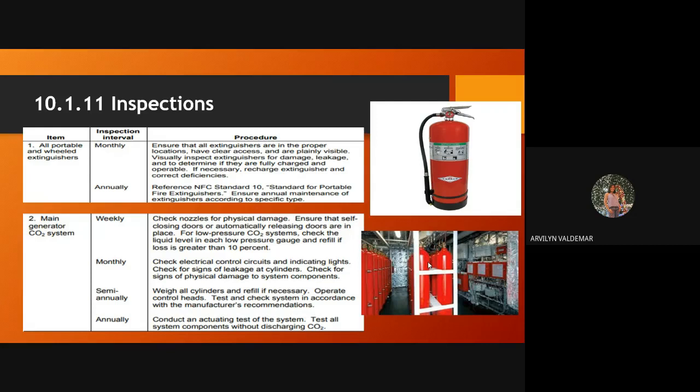So, for monthly check naman po, check electrical control circuits including lights, check for signs of leakage at cylinders. Check for signs of physical damage to system components. So, semi-annually, weigh all cylinders and refill as necessary, operate control heads, test and check system accordingly.